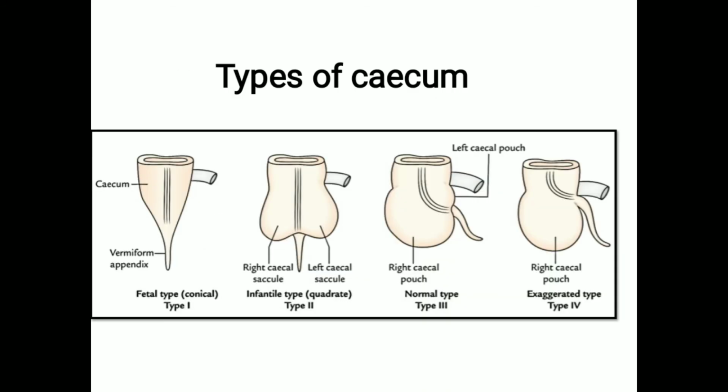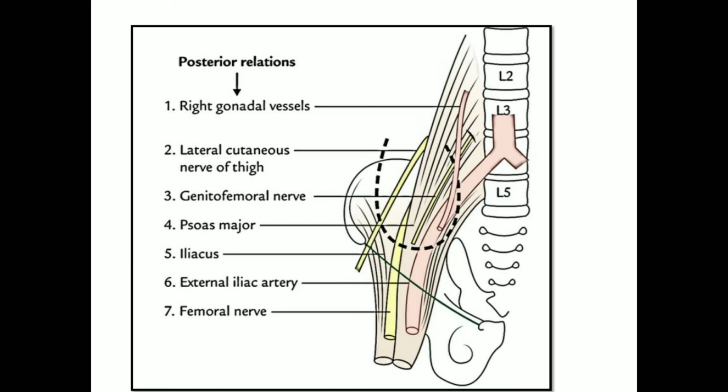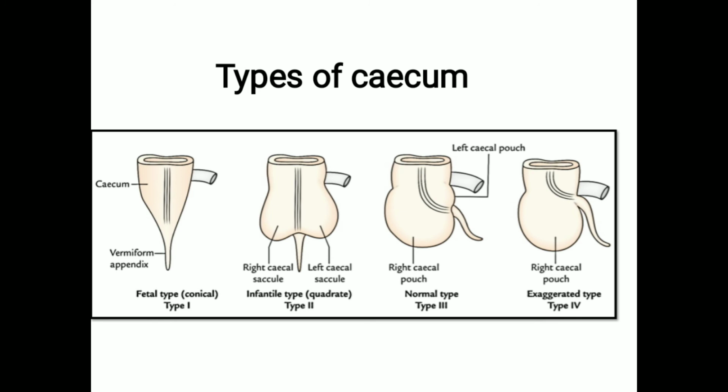Okay. There are different types of the cecum. If you look at the shape, you can make out there is a difference in shape. All of this depends on the attachment of the appendix. You can see here, here, here and here. It is mainly by the attachment of the appendix. So the different types of cecum are: first, fetal type; second, infantile type; third, normal type; fourth, exaggerated type.